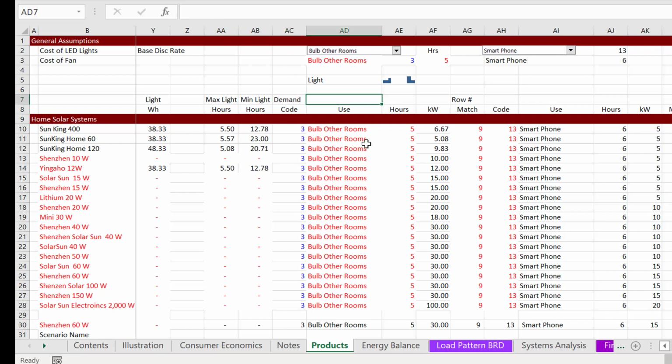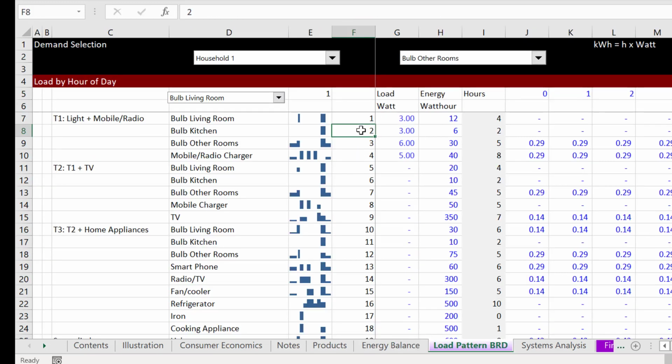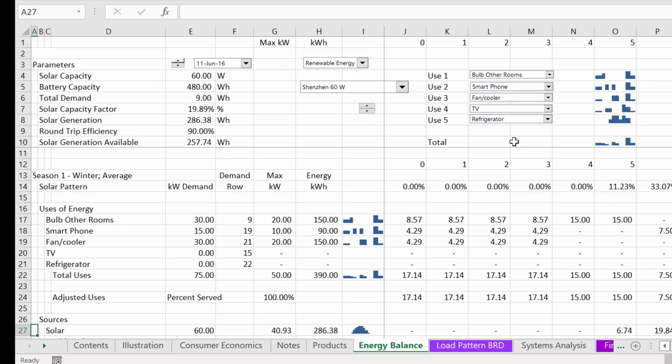code. Okay, and then once you have that code, I use lookup because I just said take this 3 and go to the energy balance and look up 3 right here. Look up this 3, and then once you look up this 3, take this number, this number, this number, and so on.